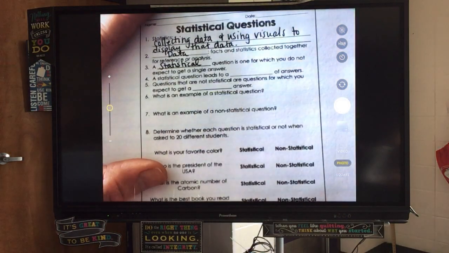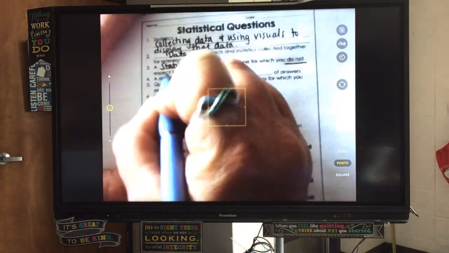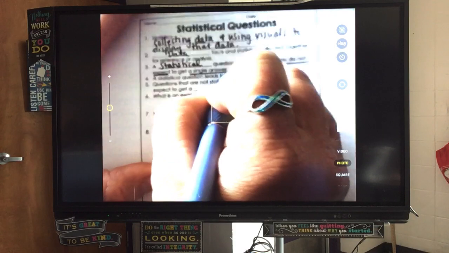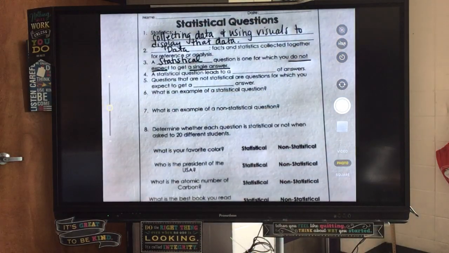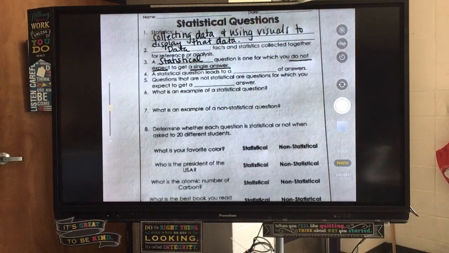A statistical question is one for which you do not expect to get a single answer. You want multiple answers, different answers at that. Therefore, a statistical question leads to a blank of answers. What? A variety. Variety.